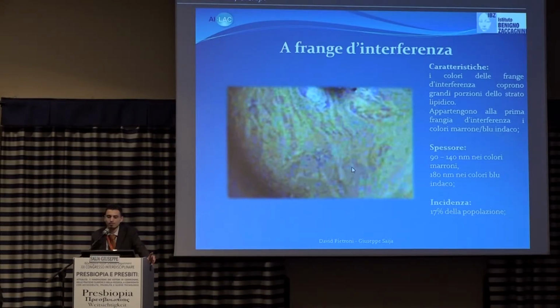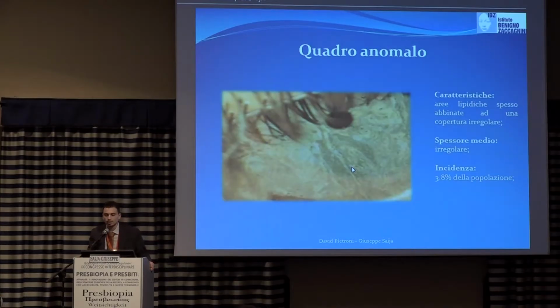Then you have the interference fringe pattern. It's very different from the others. The special thing about it is that the lipid layer shows different thicknesses in various sites. In some sites, the thickness is on average 80 nanometers. In other sites, it may even reach up to 180 nanometers, with major differences, therefore. And depending on these differences, we will have fringes of different colors. This is an abnormal pattern.